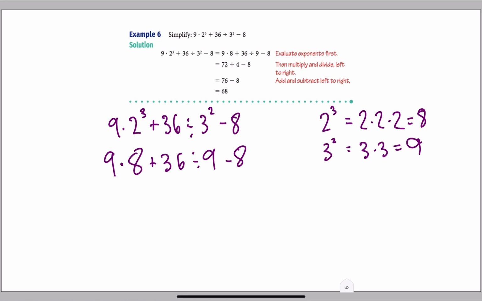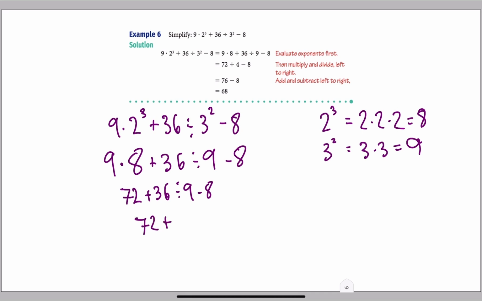Now I'm going to move on to take care of multiplication and division from left to right. So over here on the left, I'm cruising along and I see 9 times 8. So before I do anything else, I've got to take care of that. 9 times 8 is 72, plus 36 divided by 9 minus 8. All right, I'm cruising along here. I see 72 plus 36. That's addition, so I'm not ready for that because I've got multiplication and division to do first. I see division over here, 36 divided by 9. Okay, perfect. I've got to do that.